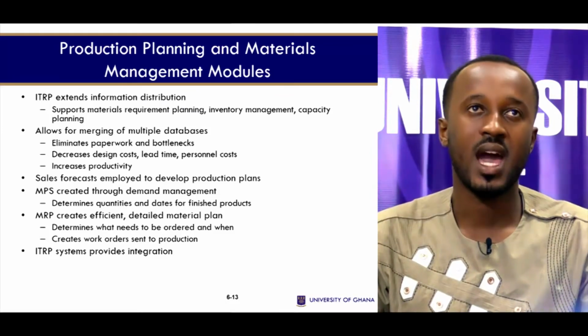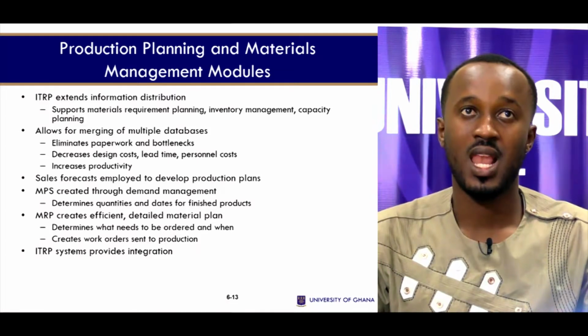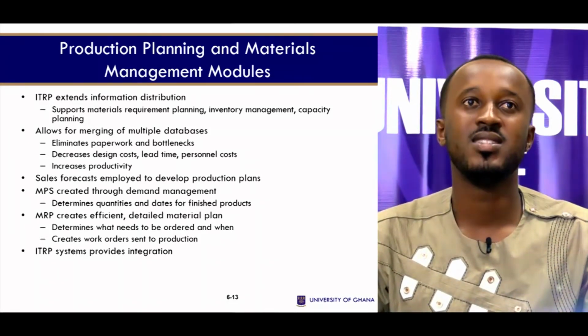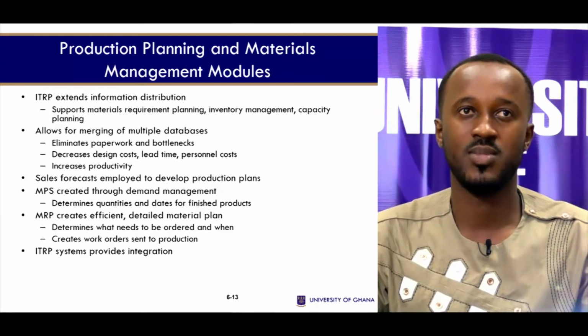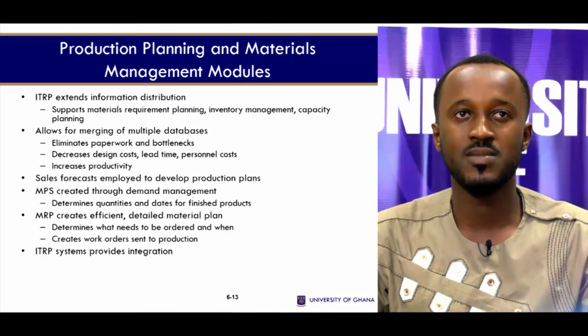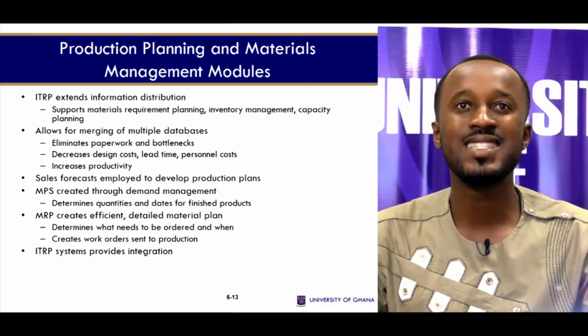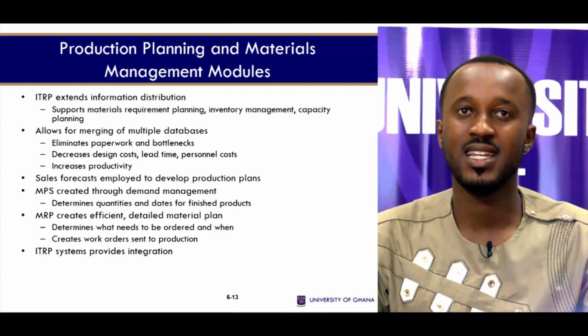Now, production planning and materials management models. Here we find that IT resource planning extends information distribution. It allows for merging of multiple databases, and sales forecasts are employed to develop production plans. The MPS is created through demand management, and MRP creates efficient, detailed material plan. Then the IT resource planning systems provides integration.